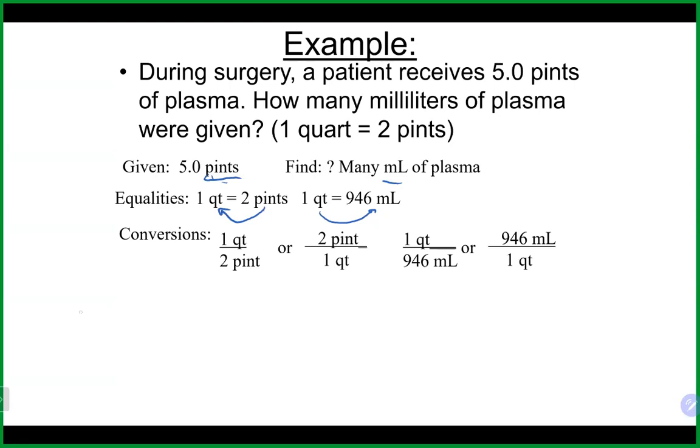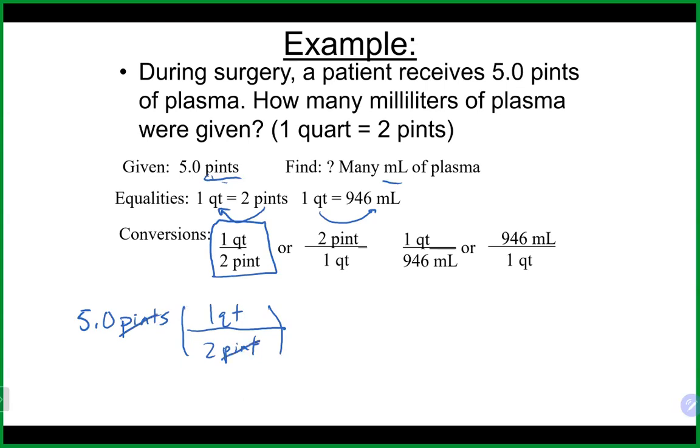So we're going to always start here again with what we are starting with that was given, which is 5 pints. We could see that it is on top the units. So we do want to go opposite to cancel. So we do want the pints on the bottom. So we would do 1 quart up on top and 2 pints on the bottom.